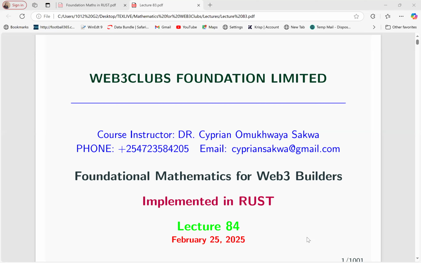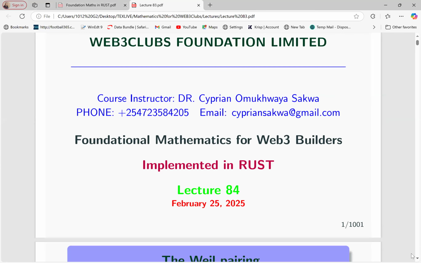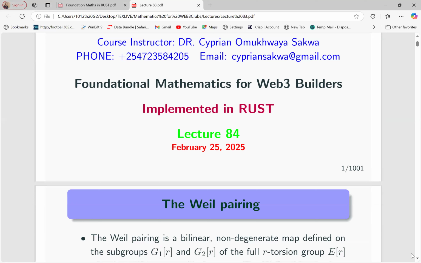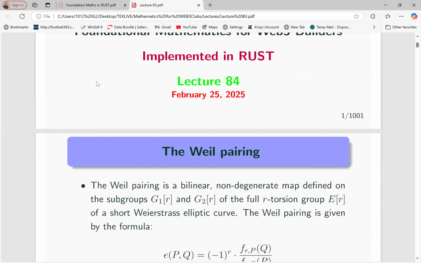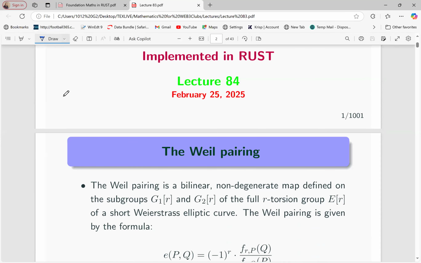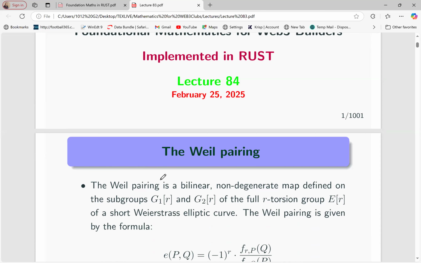continue from where we left, looking at pairing. And last time we had looked at Weil pairing, and of course, we will revisit the same thing so that we understand it, the Weil pairing, how it's done, and then how to write the code for it. We had done most of these things, so just revisiting to fully understand it.